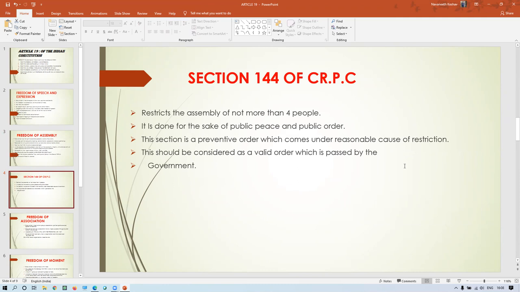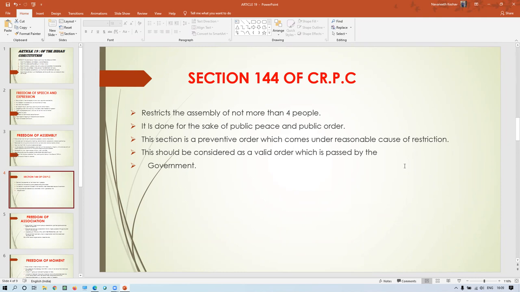The government imposes Section 144 when it is given out, which means only a group of four people can stand, and not more than that, and discuss in a public area. It is also a form of assembly. Why is this done? It is done for the sake of public peace and public order. If there is some chaos happening in society, they give out Section 144.